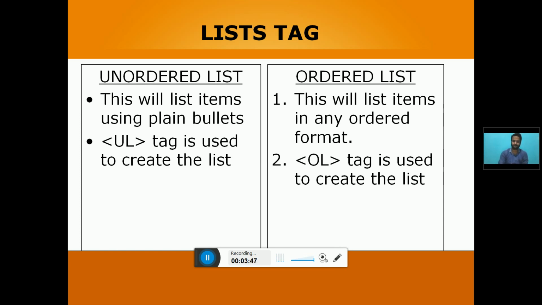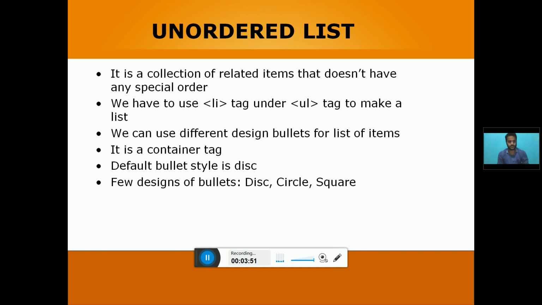So, what is an unordered list? An unordered list is a collection of related items. Related items means, if anyone asks you to tell the names of non-living things, you will say table, chair, pencil, laptop. These are non-living things, and they will be written point-wise in some manner. But in an unordered list there is no special order.